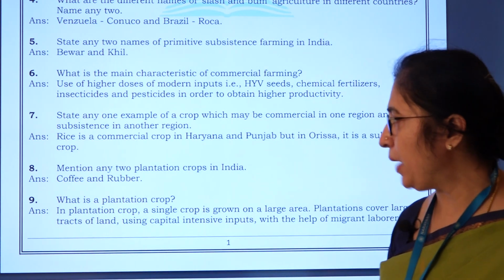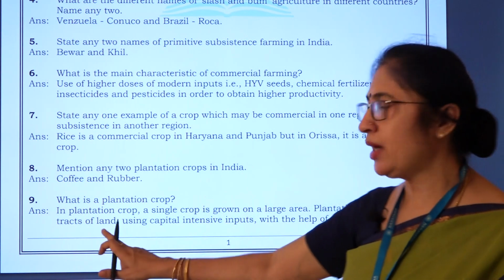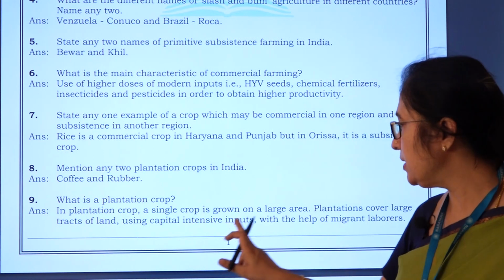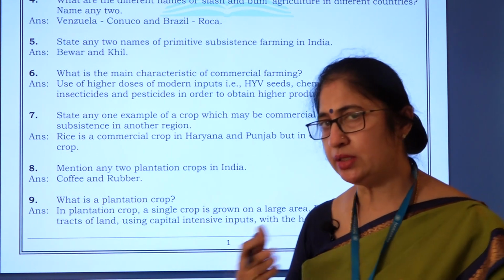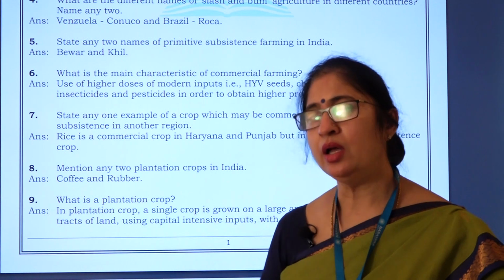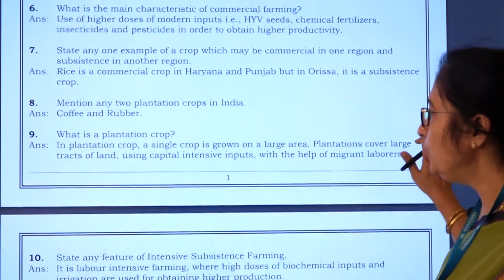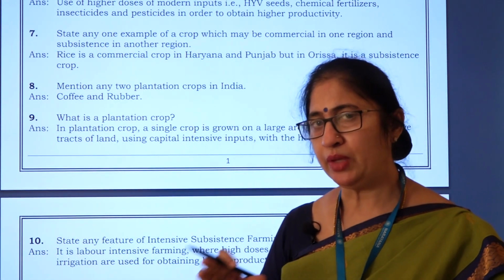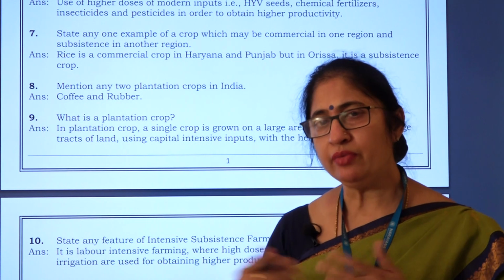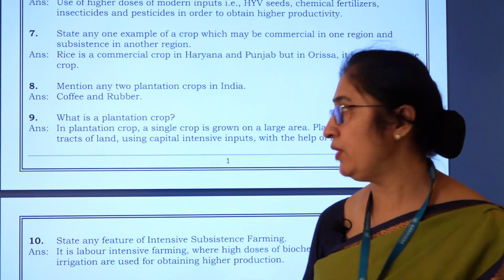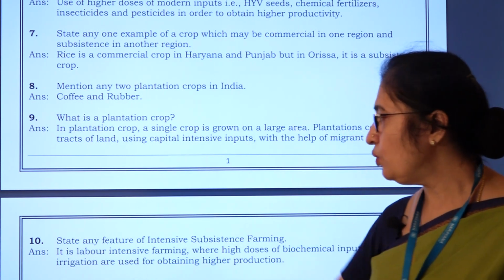What is a plantation crop? A plantation crop is a single crop grown on a large area. Plantations cover large tracts of land using capital intensive inputs. Capital intensive inputs means what we have seen: HYV seeds, insecticides, pesticides and tractors, or mechanized farming is used here, with the help of migrant laborers. Usually in and around the states where we have plantation crops, labor is migrated from the neighboring states because it is cheap labor, and a large number of laborers are available in this type of plantation crops. So, what is the next question?